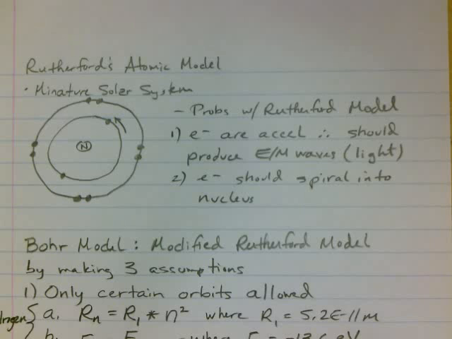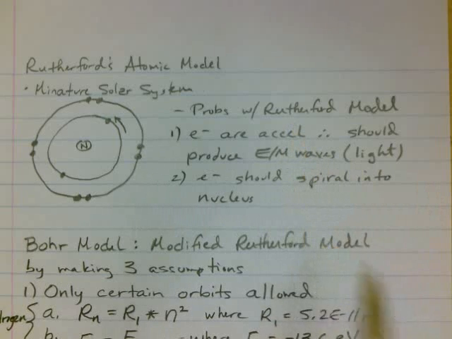Gravity provides the centripetal force in the solar system. The Coulomb force, the electrostatic force, provides the centripetal force in the atomic model. And people loved this model. It was very understandable, very scalable, but it also had two significant problems.